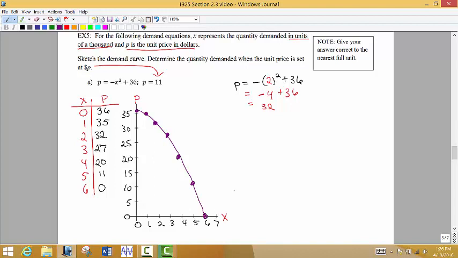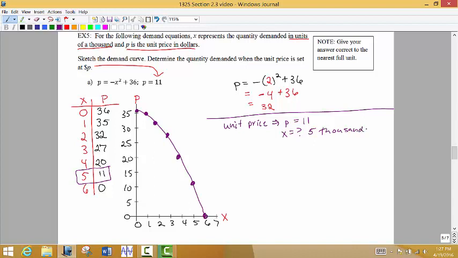So our question was, what is the demand if P is equal to $11? So if we know that the unit price, P, equals $11, we want to know what is the X value. Now we can actually see this right on our graph. If P is equal to 11, then X is equal to 5. And remember that this represents units of 1,000. So X is equal to 5,000. So we end up actually saying that if the unit price is $11, then there will be 5,000 units of this particular product demanded.